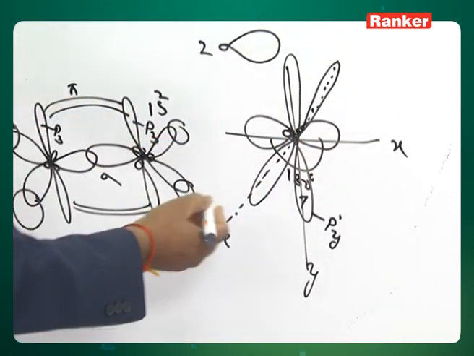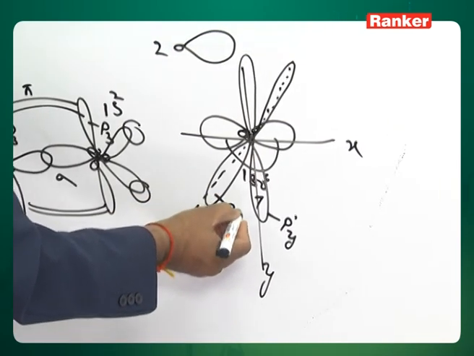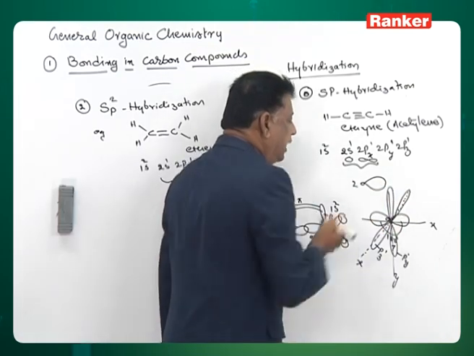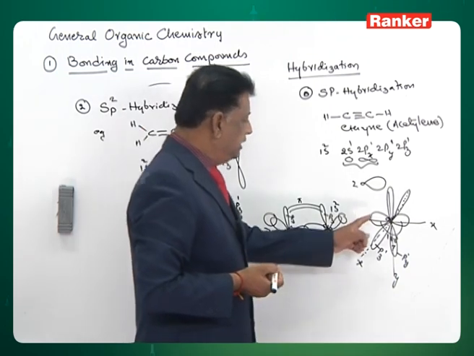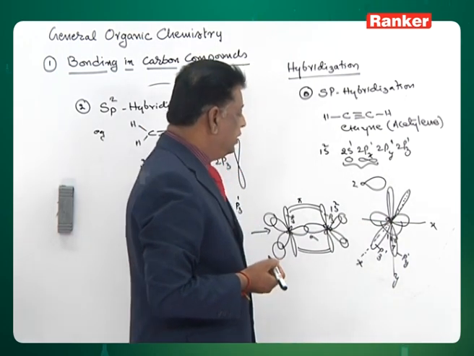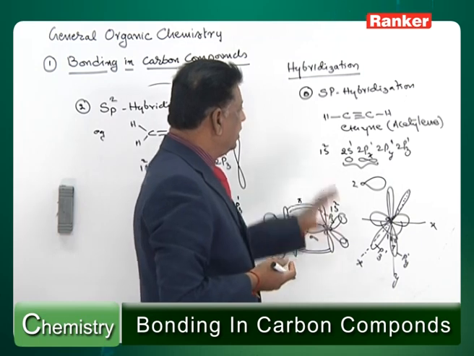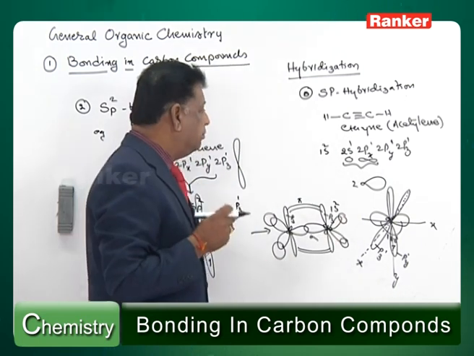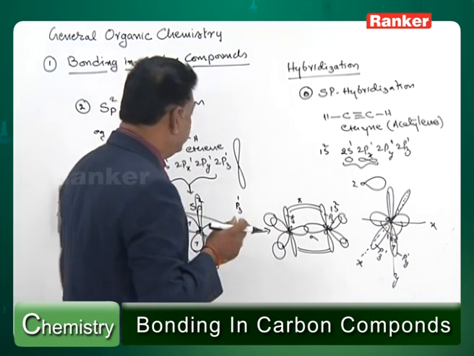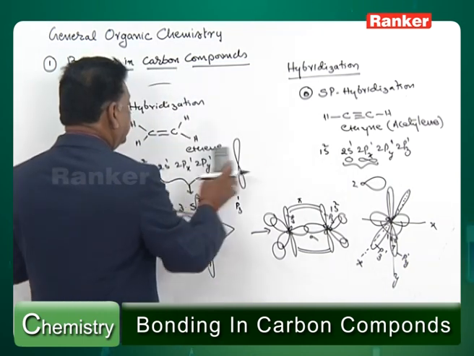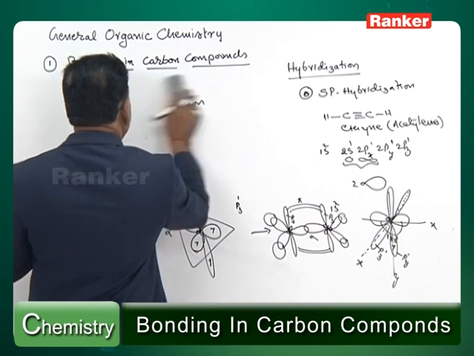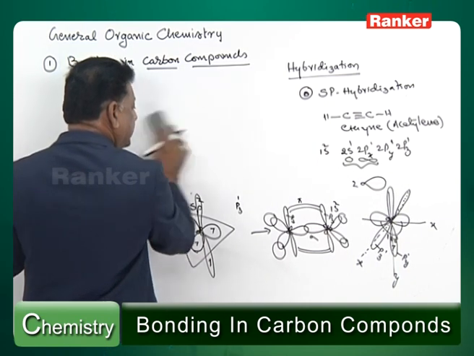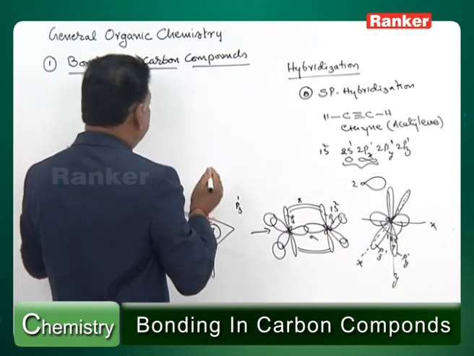On the z-axis, half orbital this side and half orbital that side, that is, these two are unhybrid orbitals and these two are hybrid orbitals. Now, to make a molecule of acetylene, you have to take the two sp hybridized carbon atoms and show the molecule formation. So, let us write how acetylene is formed.